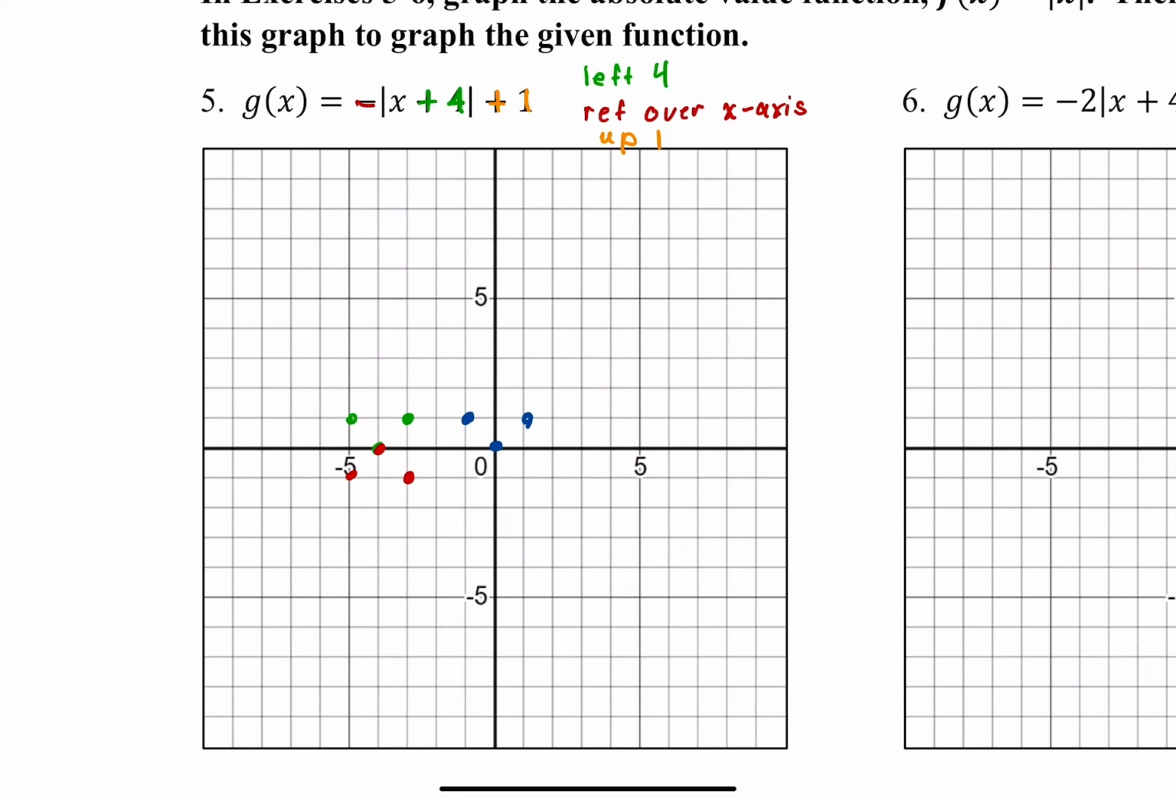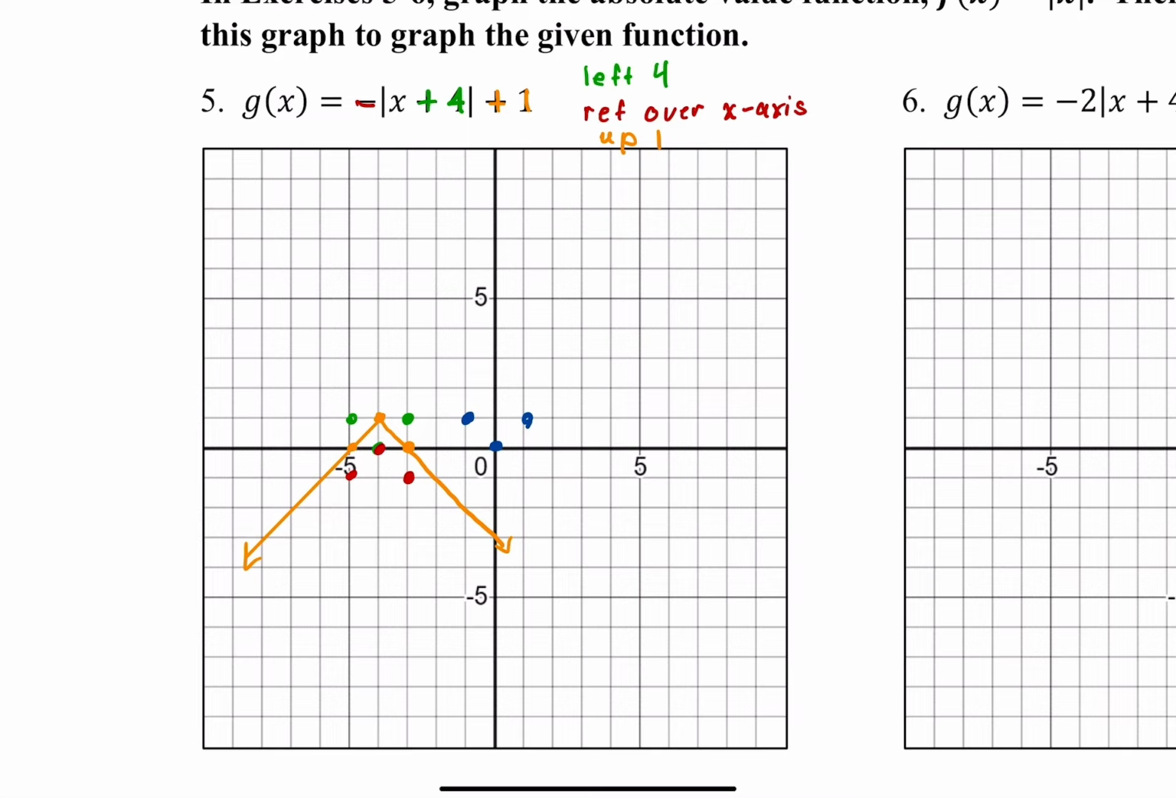And then lastly, what we'll go ahead and do is move them up 1. So that moves the red points right there. And then you just make an absolute value graph, which is this V-shaped graph right there at that maximum. All right. That one's a little off. Let's try that again. There we go.